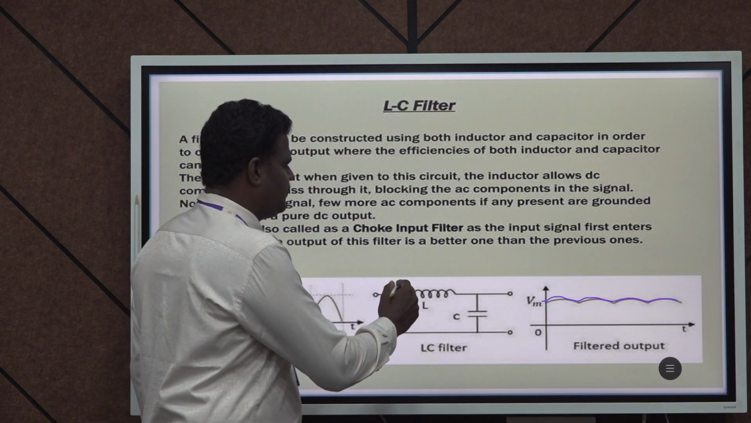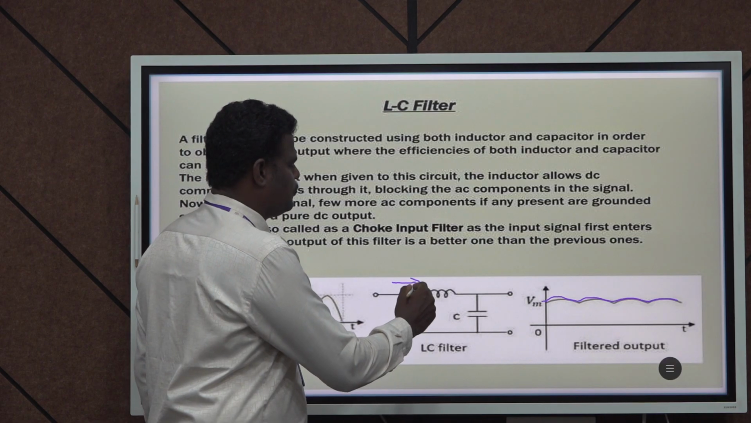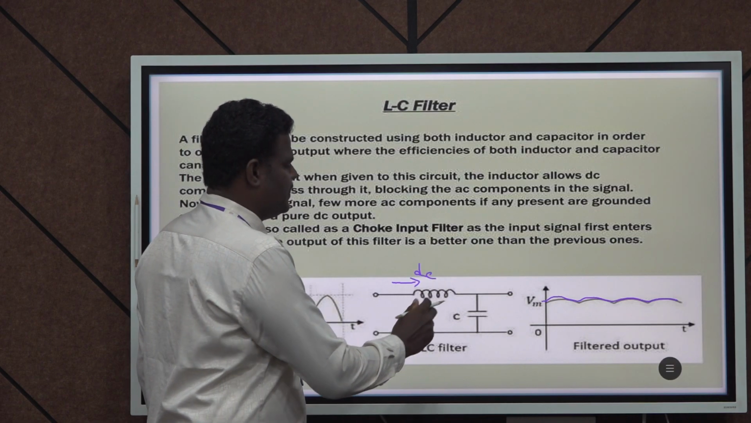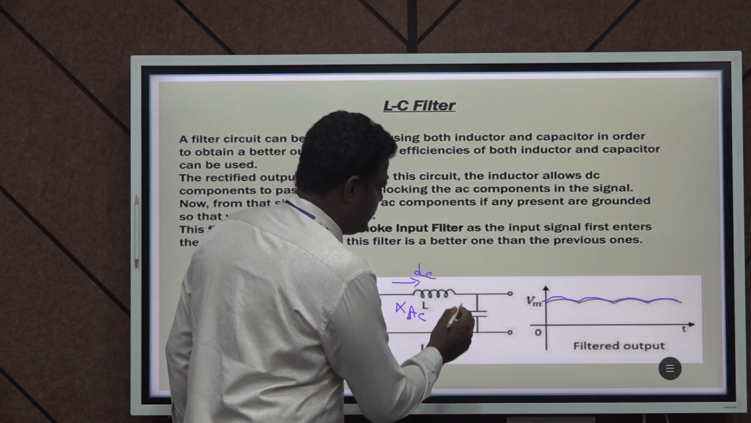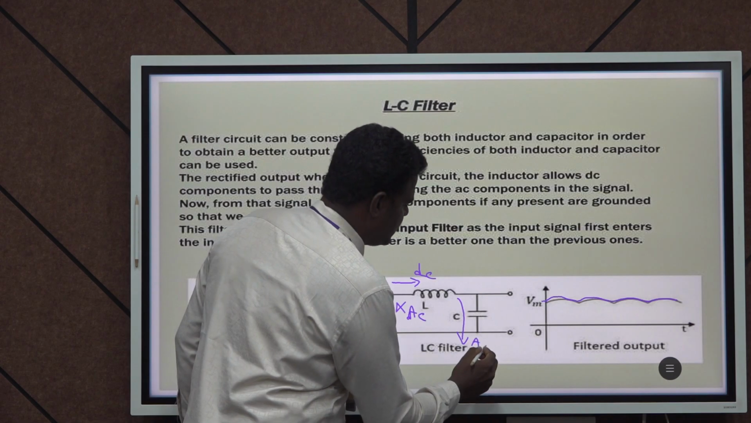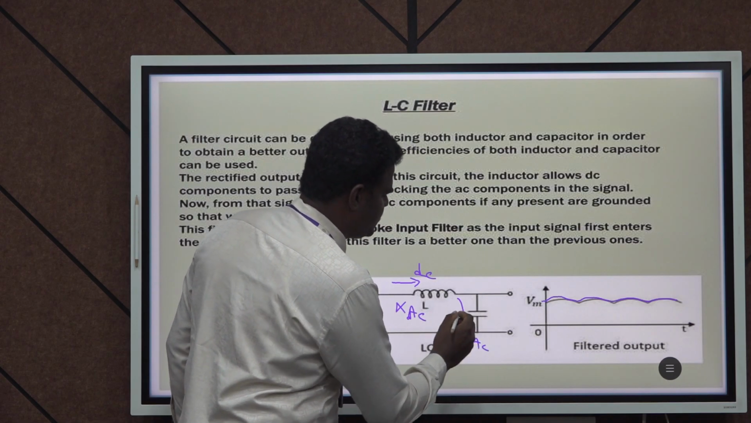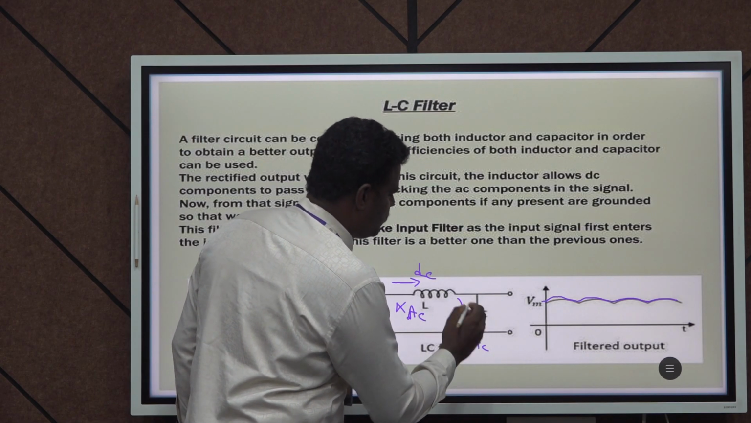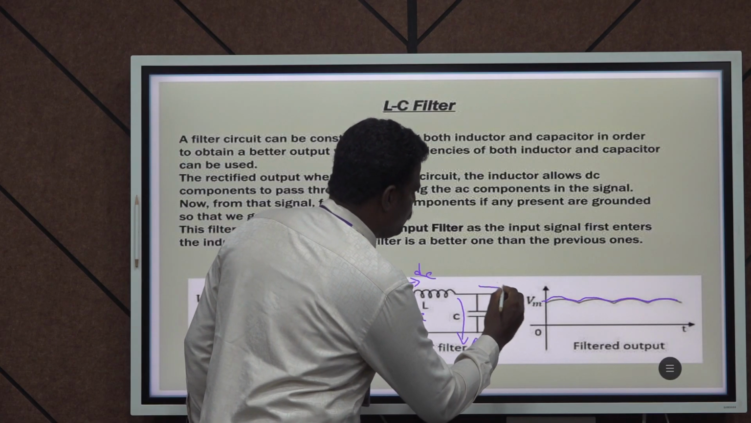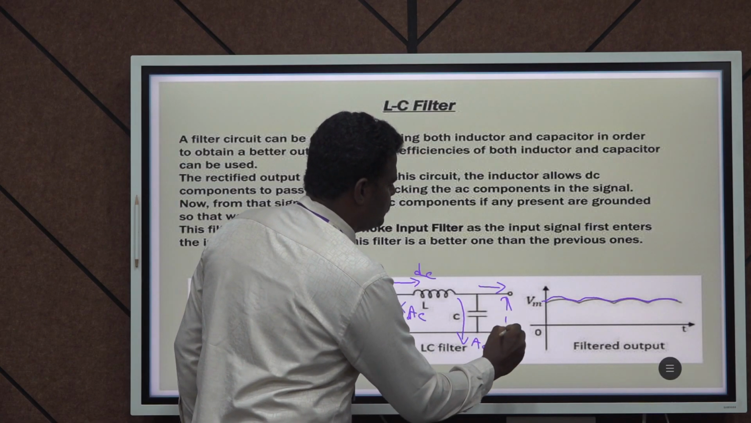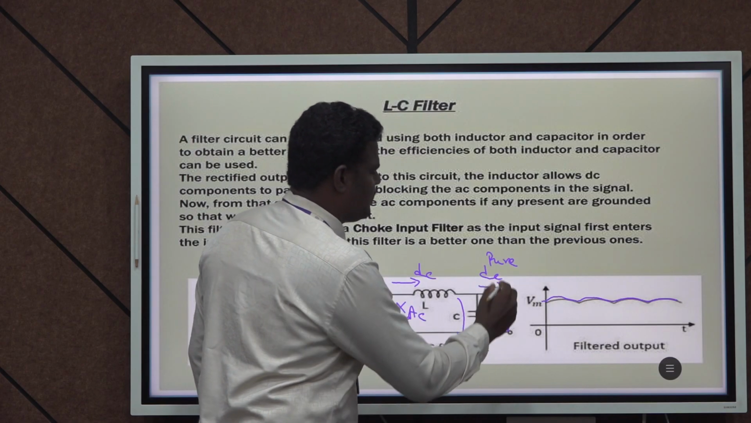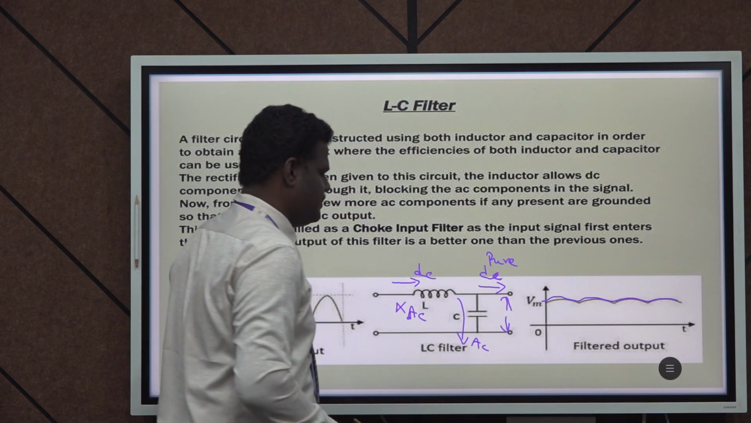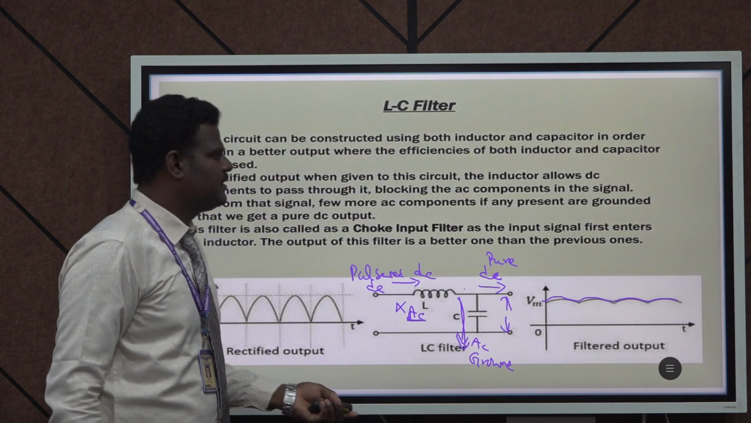It allows only DC. It blocks AC. Here it grounds the AC content. The leftover AC content is passed to the ground terminal. So, the pure DC is allowed. Here we are getting a pure DC. This is the advantage of the LC filter.